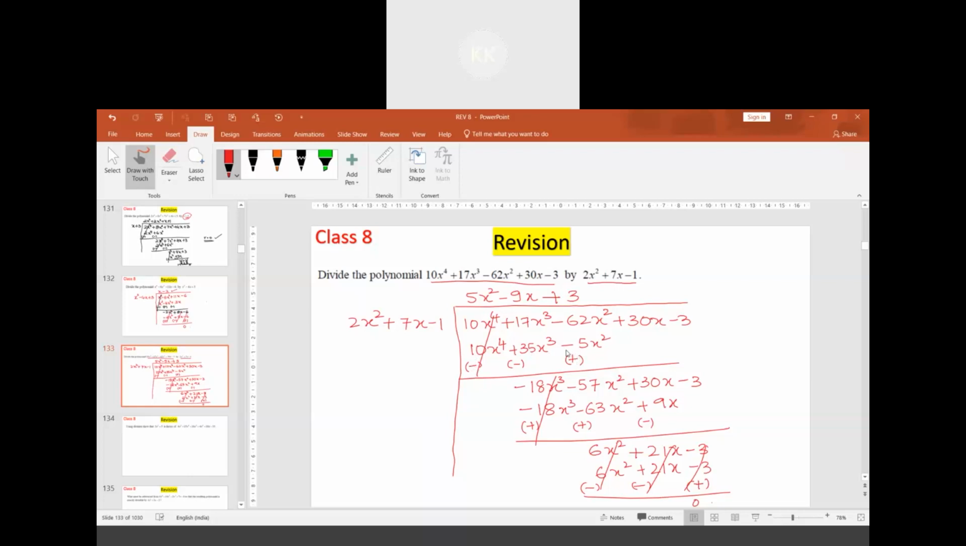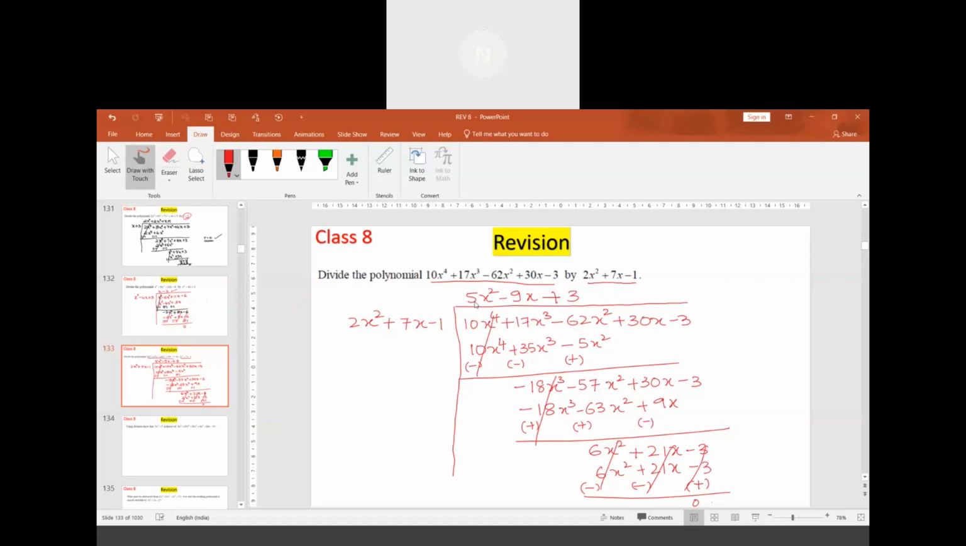Those who have got the correct answer? Yes, sir. I also got the same answer. Naman, you got the same answer? Naman Reddy: Sir, I got 2x square plus 3x square minus 9x plus 3, sir.